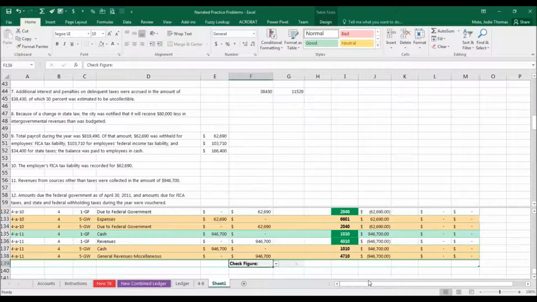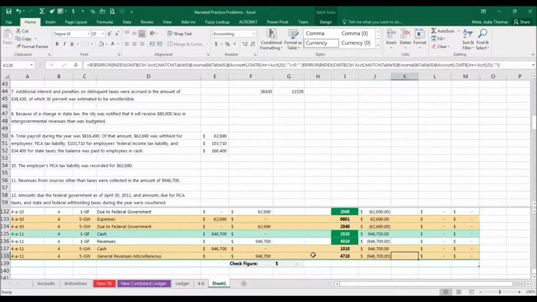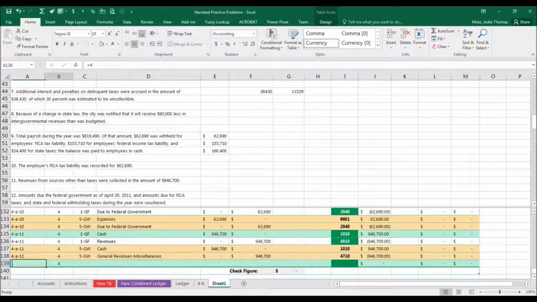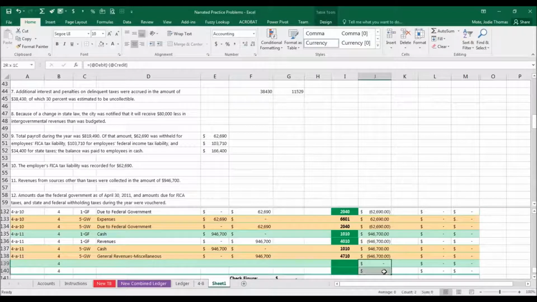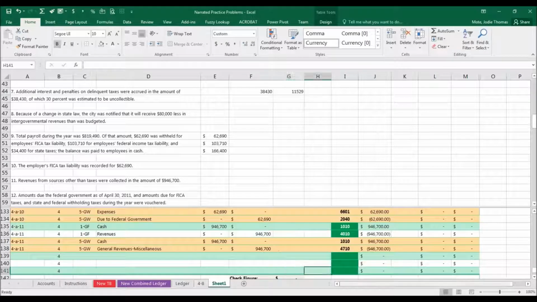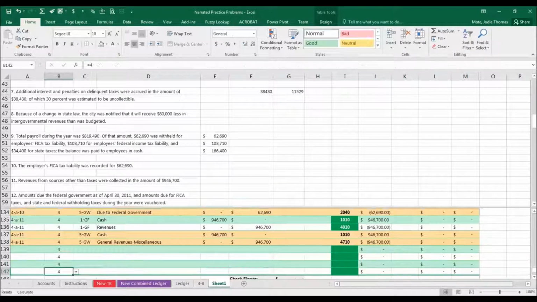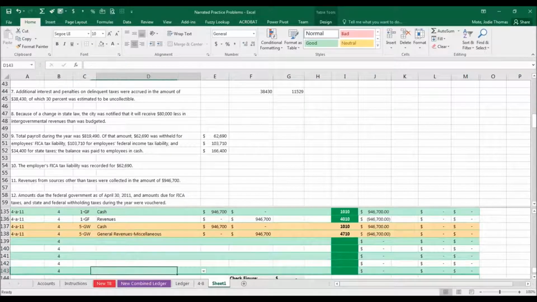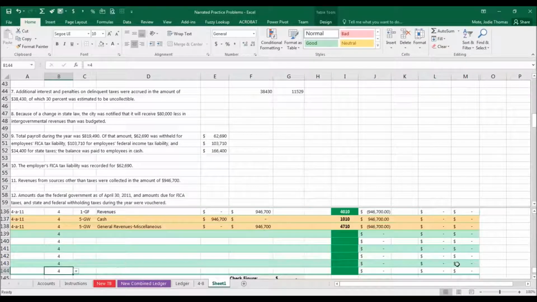Okay, so that was number 10. Cool thing about tables, as I mentioned earlier, when you want to get ready to insert a new row, any column that has a column formula automatically pulls it down to the next row. So let's go ahead and just add some more here to give ourselves some room for the next problem.